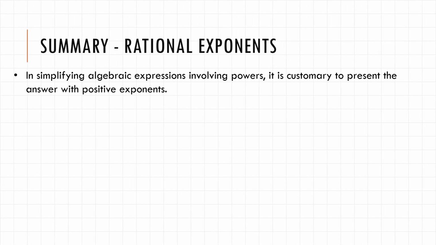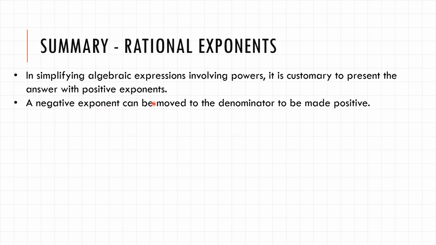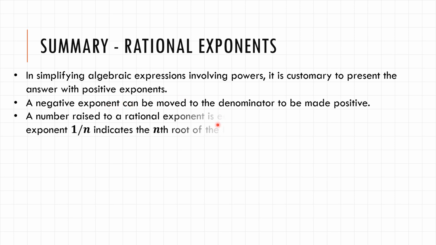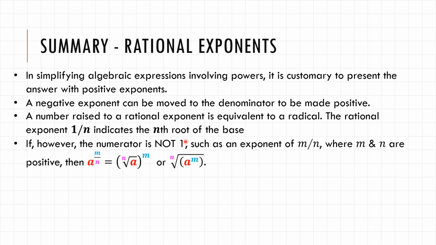And then we learned about rational exponents, and we learned that whenever we're simplifying, our final answer should only have positive exponents. While a negative exponent moves the entire power to the denominator, a number that's raised to a rational exponent is equal to a radical, like a square root. So if it's to the exponent 1 over n, that indicates the nth root. However, if the numerator is not 1, you can still change that to the nth root, except the numerator, m, would be the exponent on the outside or on the inside.